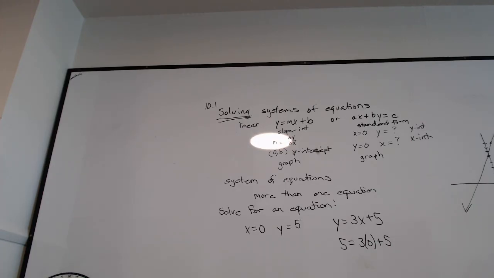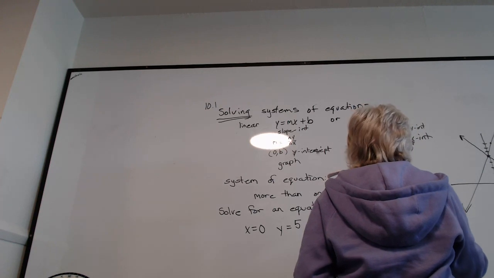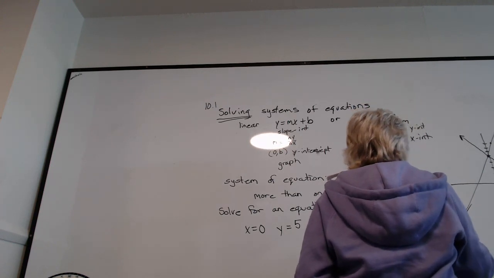Okay, that is represented by a line on the graph. So for solving a system of equations, we are looking for the one point that makes both of our equations true. Okay, so let's say I had another equation that came down like this, which is the equation I just wrote, y equals negative 1x plus 5.